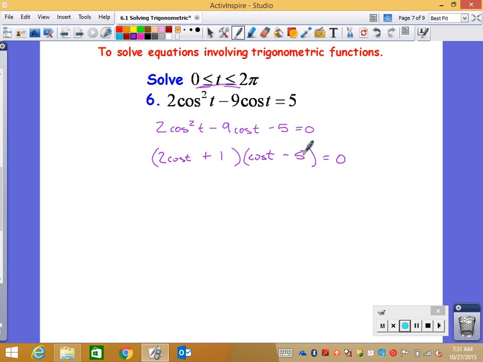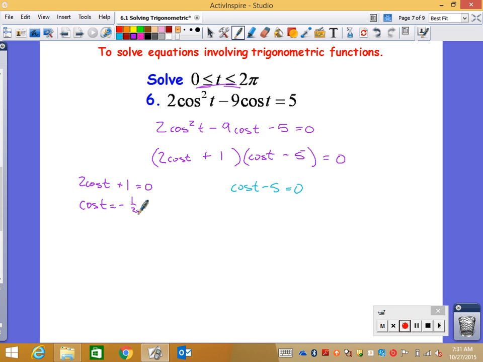And now I set them both equal to 0. So we get that 2 cosine of t plus 1 is equal to 0. And switch colors for this one. Cosine of t minus 5 is equal to 0. Well, okay. On the left-hand side, we're going to find cosine by itself. I end up getting that cosine of t is equal to -1/2.